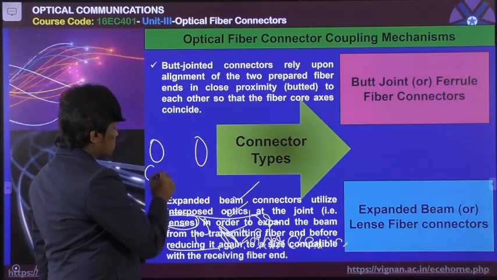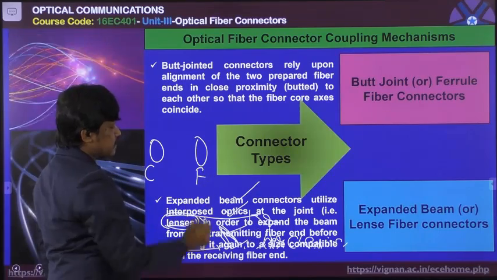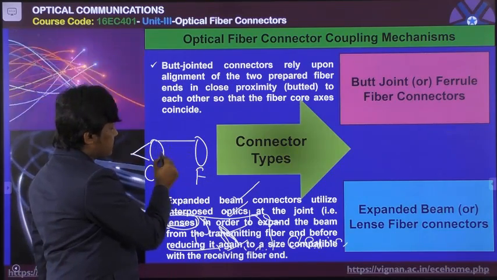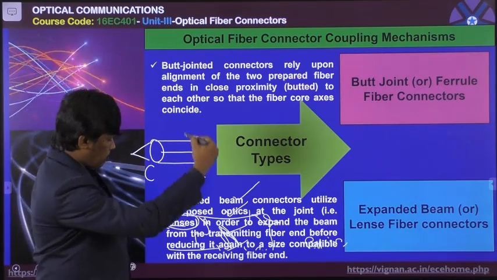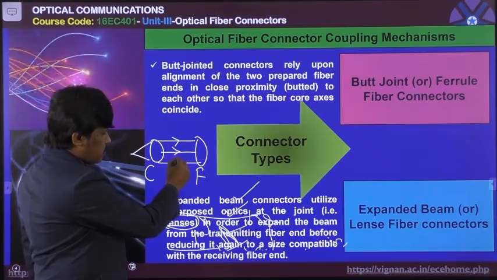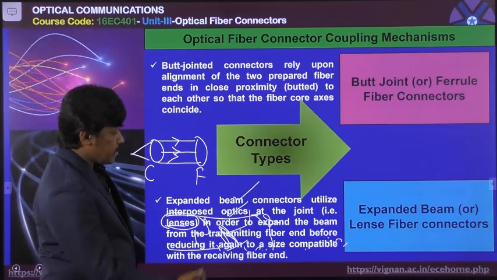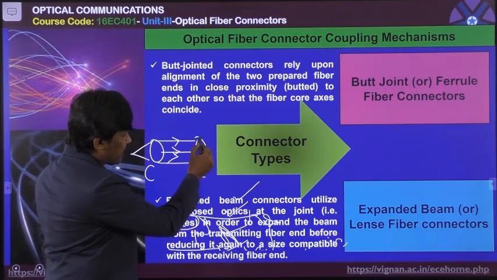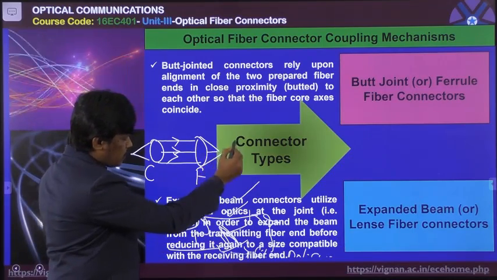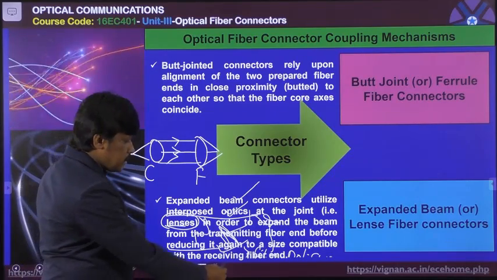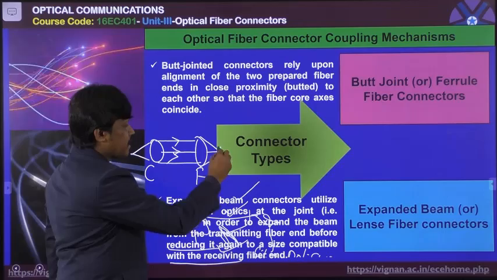So expanded beam connectors utilize two lenses, collimating and focusing lenses, to expand the beam from the transmitting optical fiber end, before reducing it again to a size compatible with the receiving fiber end.